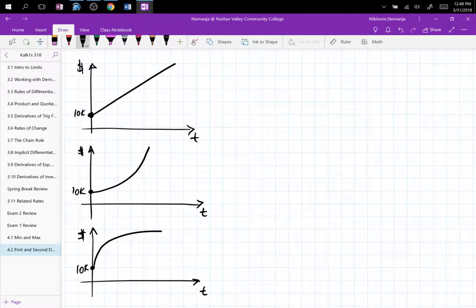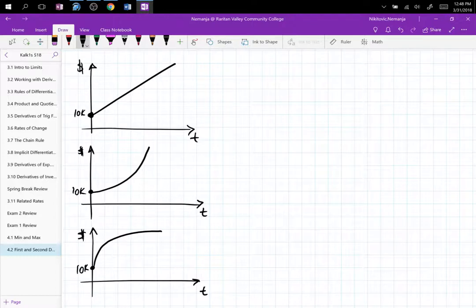Which account portfolio, or which accounts, portfolios, are making money in time? When you look at these three graphs, which portfolios are making money? All of them. All three functions are increasing functions. So in time, all three portfolios are making money. But some of them make money faster than others.